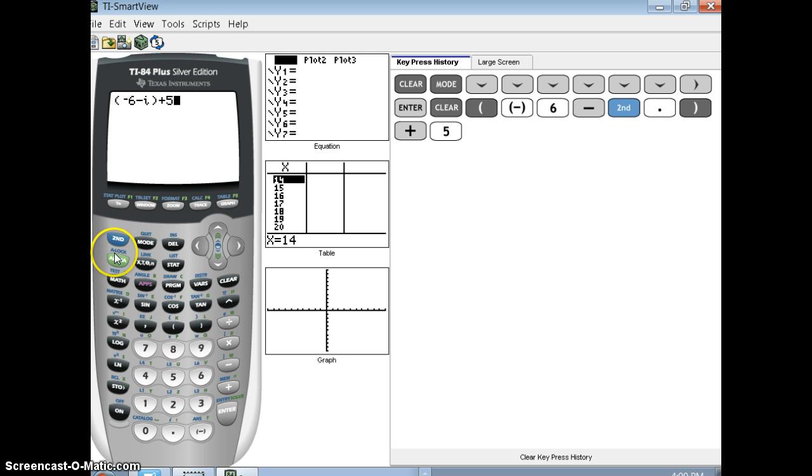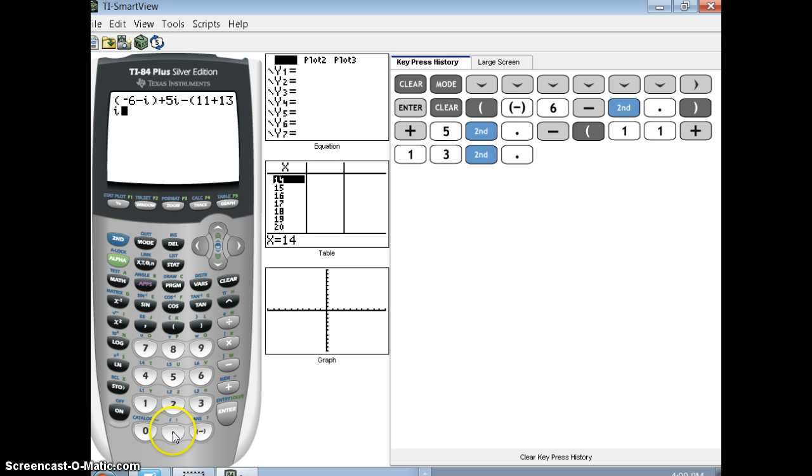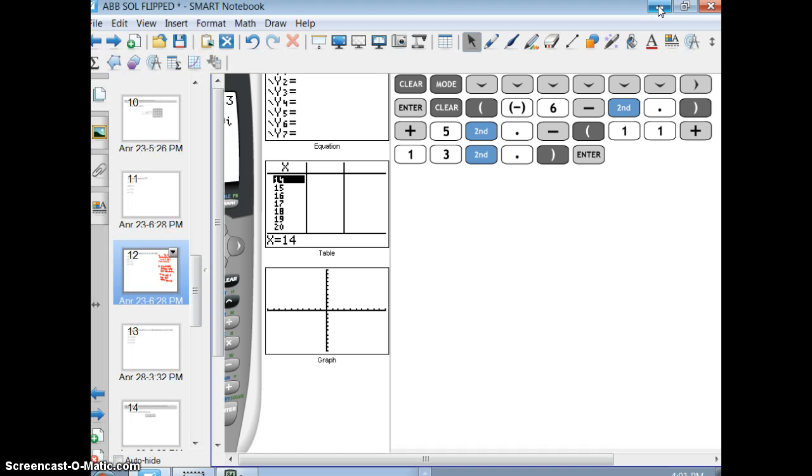Plus 5i minus, and then the parentheses again, 11 plus 13i. So take a quick look at it, make sure that it looks just like the problem on your paper. And now all we're going to do is hit enter, and we get -17 minus i. So your answer choice here would be A.